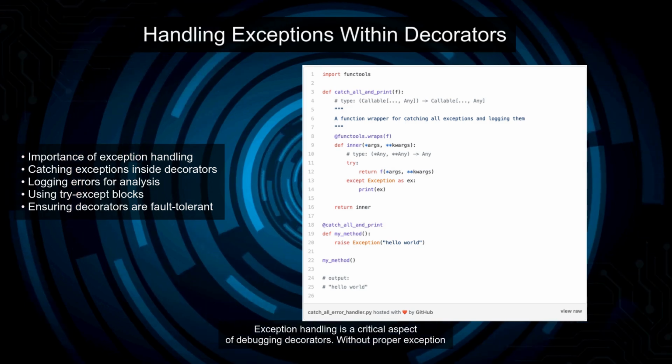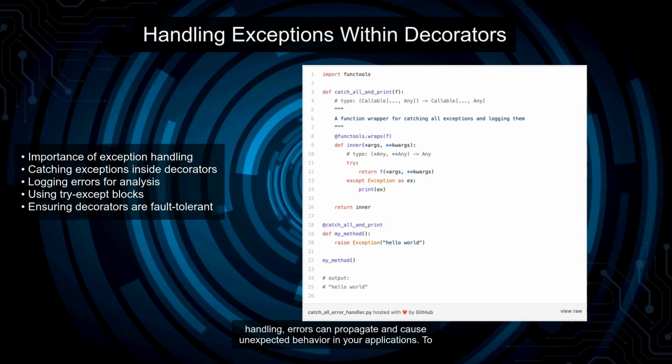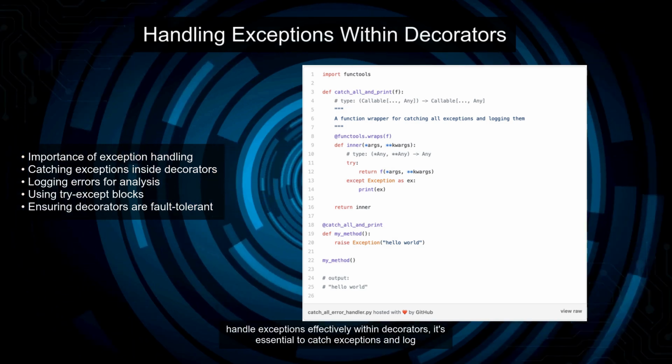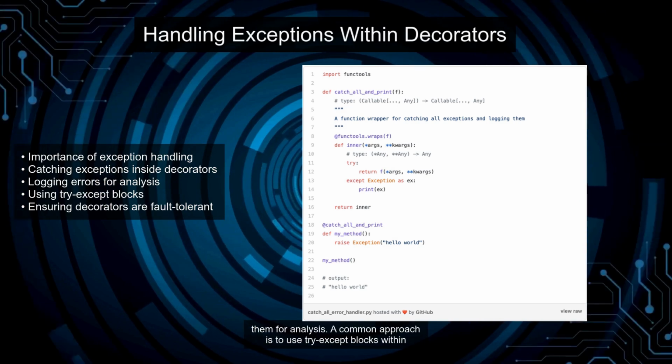Exception handling is a critical aspect of debugging decorators. Without proper exception handling, errors can propagate and cause unexpected behavior in your applications. To handle exceptions effectively within decorators, it's essential to catch exceptions and log them for analysis.